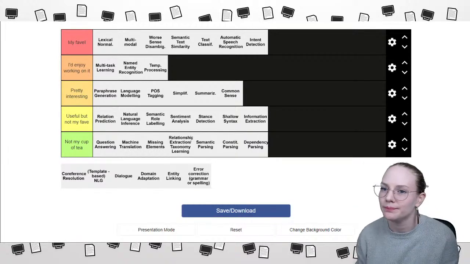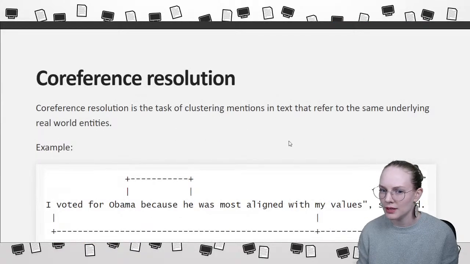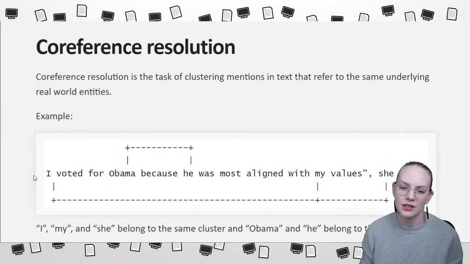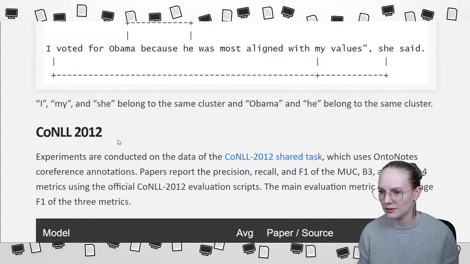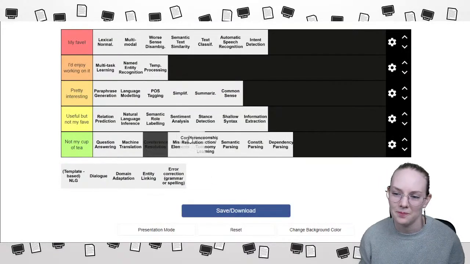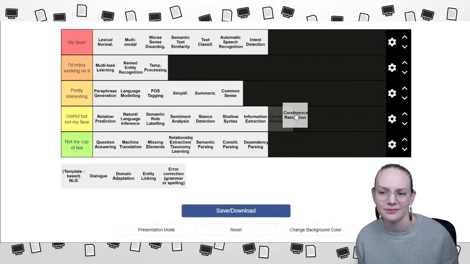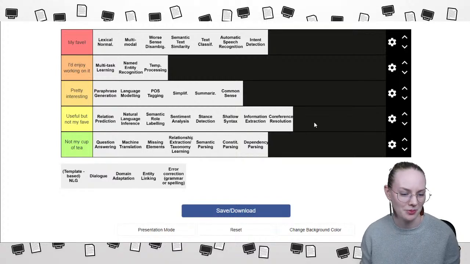All right, co-reference resolution. So this should be like anaphor resolution, right? Yep. Clustering mentions that refer to the same underlying real world entities. So I, my, and she all refer to the same person here, and Obama refers to he. So yeah, this is similar to anaphor resolution and things that refer to the same thing. Again, very useful. I'd rather work on co-reference resolution than parsing. So that's where that is on that thing. Yeah, very useful, particularly if you're doing text analysis. It's good to know that tools to do this exist. I probably would not choose to build my own.